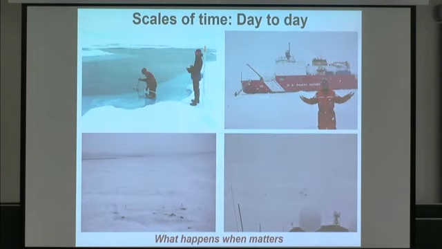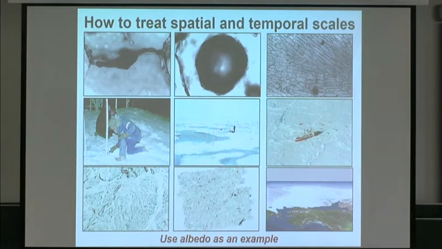And we're also interested on the daily scale. Doesn't matter what happens one day or another day. Doesn't matter if it rains one day or if it snows that day. So that's a range of the temporal scales that we have. So if we put this all together, we've got a wide range of temporal scales. We have a wide range of spatial scales. How do we deal with all that?